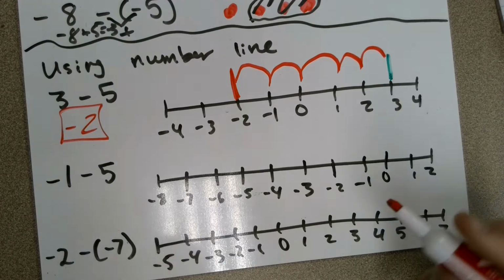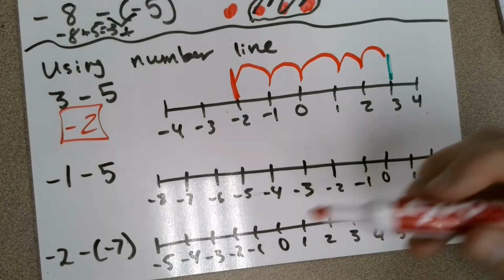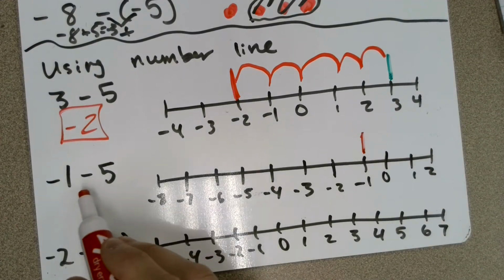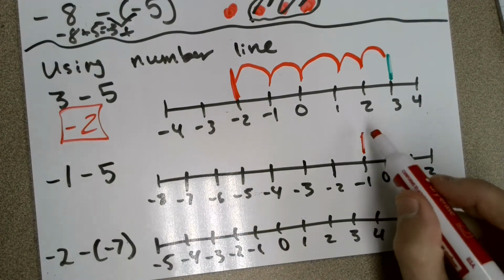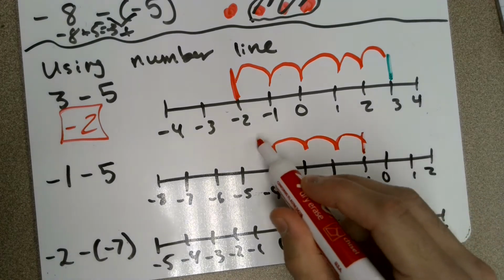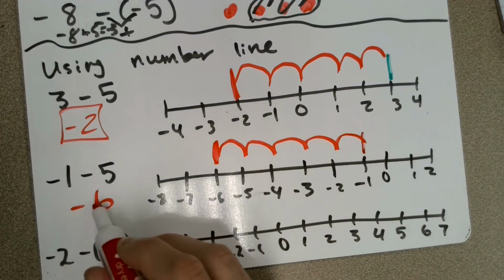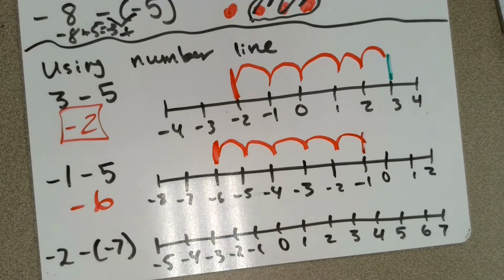All right, take a look at this next one. I'm starting at -1, and I'm subtracting 5. So I'm going to go 1, 2, 3, 4, 5. Subtracted those 5, gets me to -6. Landed on -6 right there.